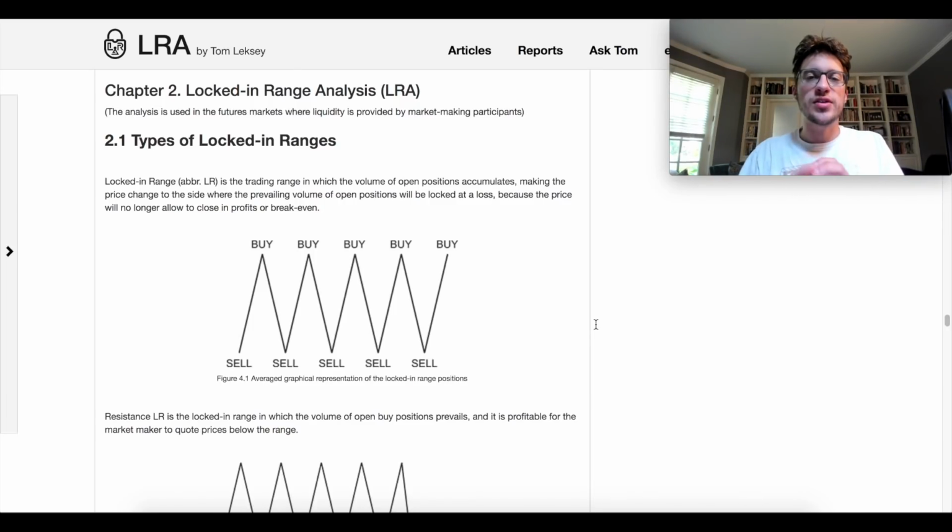Hello traders, in today's video I'm going to be talking about locked-in range analysis by Tom Lexkey, and this is something that I would say is likely the modern day Wyckoff and probably even better than Wyckoff. Let's go in.